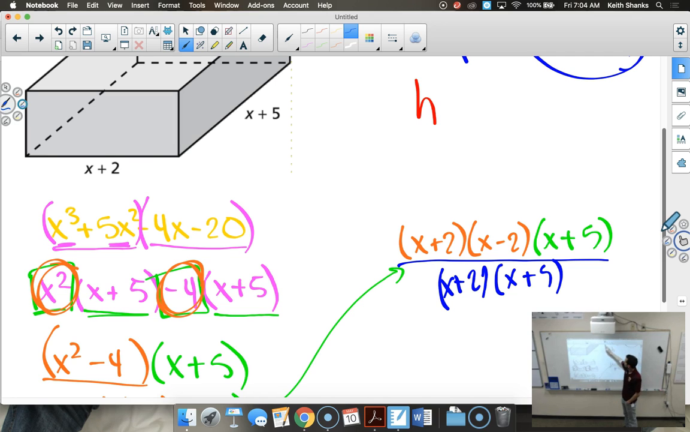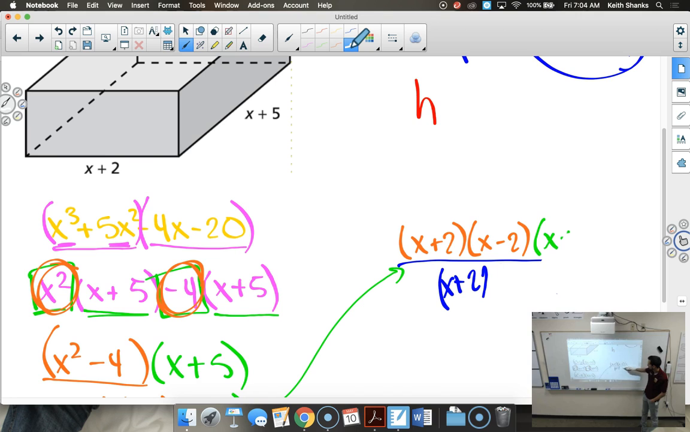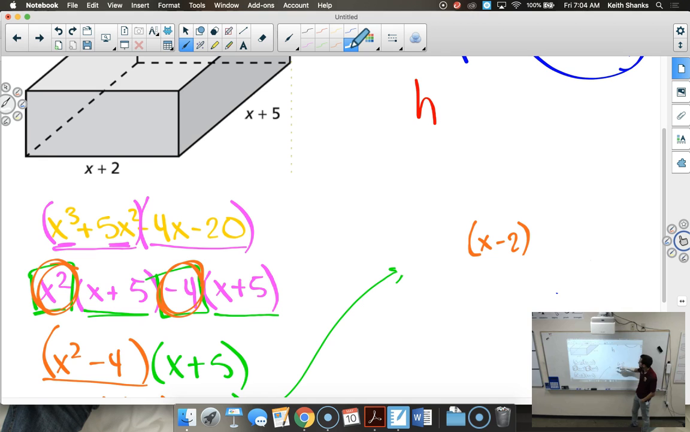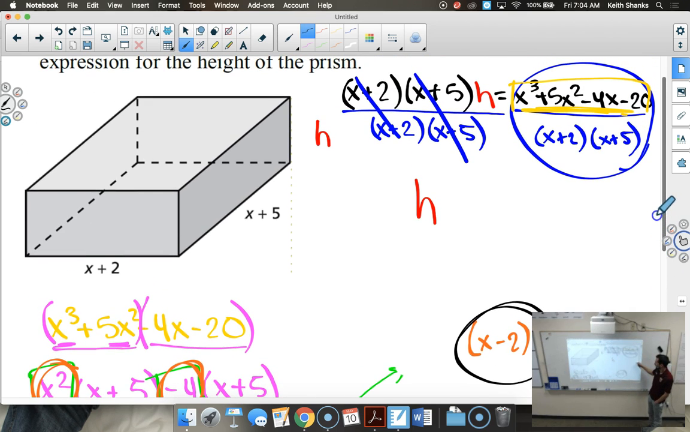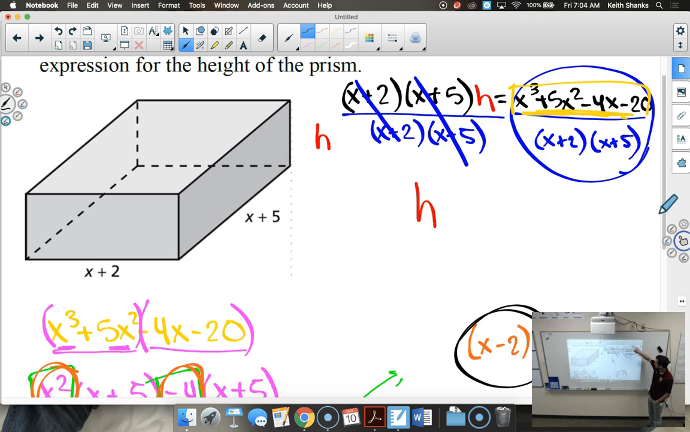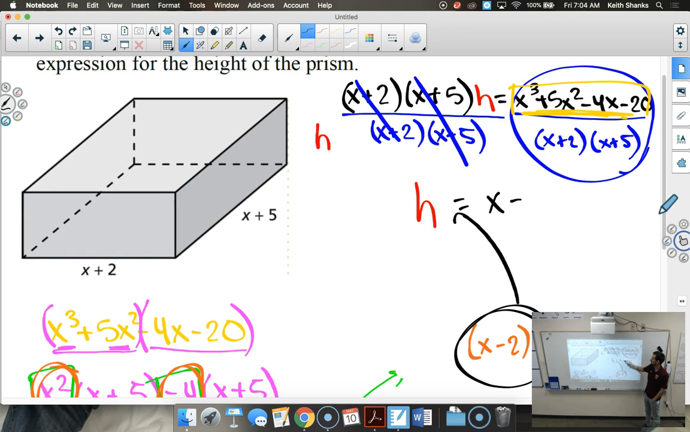What's going to happen is, as I do all that, these two are going to cancel out. Okay, watch as I do it, right? This one, x plus 5 and x plus 5 on the bottom, those cancel each other out, equals 1. X plus 2 and x plus 2, those are going to cancel each other out. And I am left with my answer, x minus 2. Okay? So all that big mess up here ended up just boiling down to this. So that tells me that my height is actually equal to x minus 2.